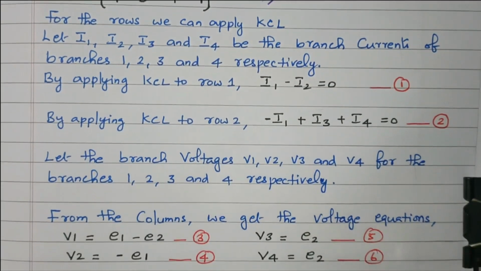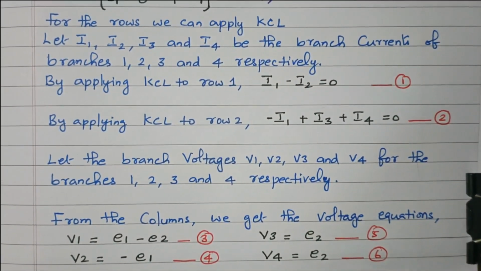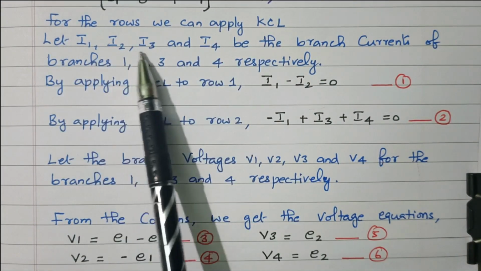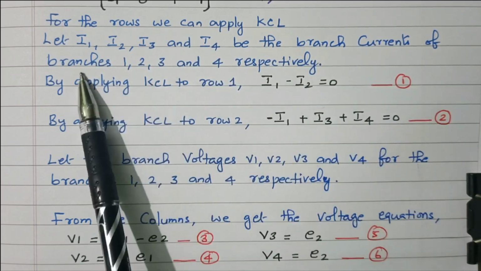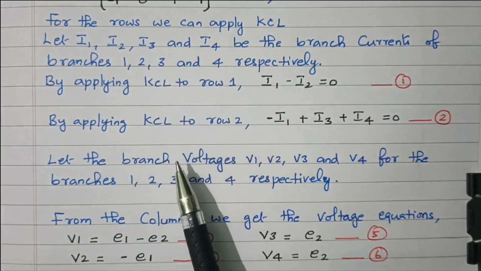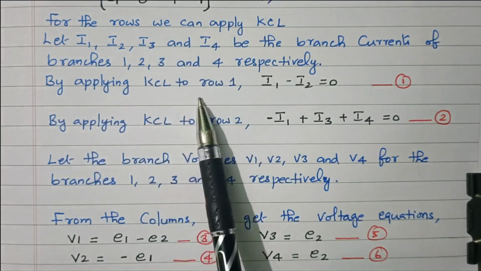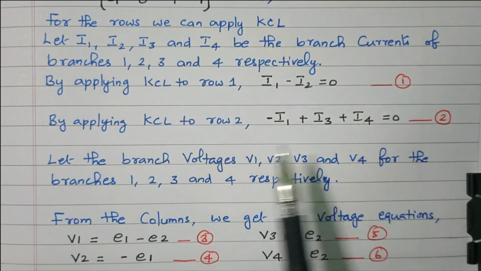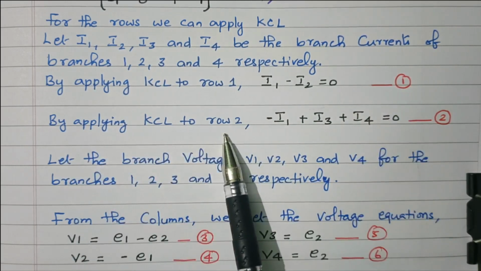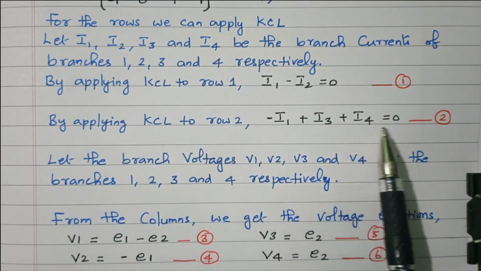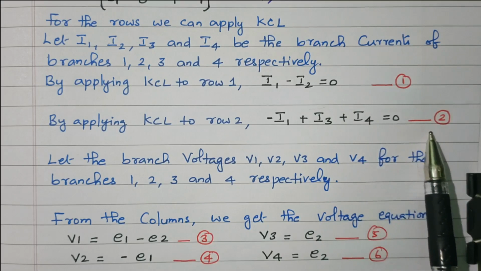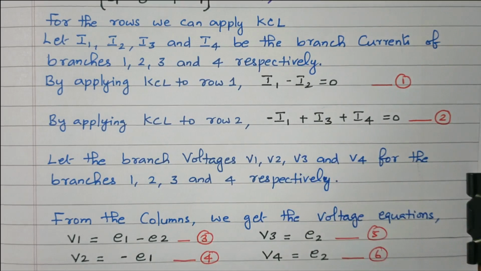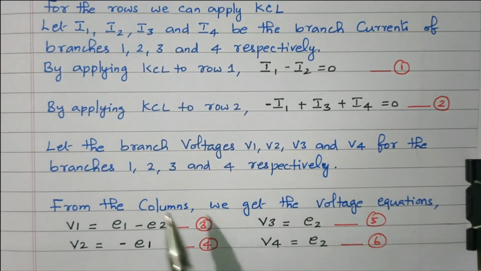What we discussed is available as equations. For the rows, we can apply KCL. Let I1, I2, I3, I4 be the branch currents of branches 1, 2, 3 and 4 respectively. Applying KCL to row 1, I1 minus I2 equal to 0; take this as equation 1. Applying KCL to row 2, minus I1 plus I3 plus I4 equal to 0, which is equation 2. So we are able to frame the 2 current equations using KCL.